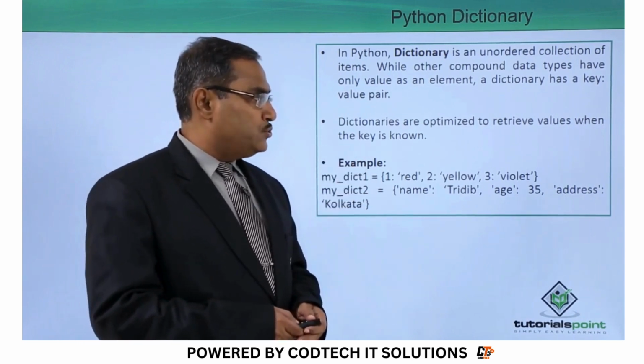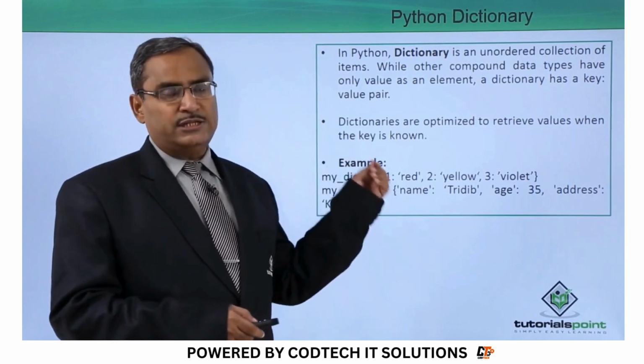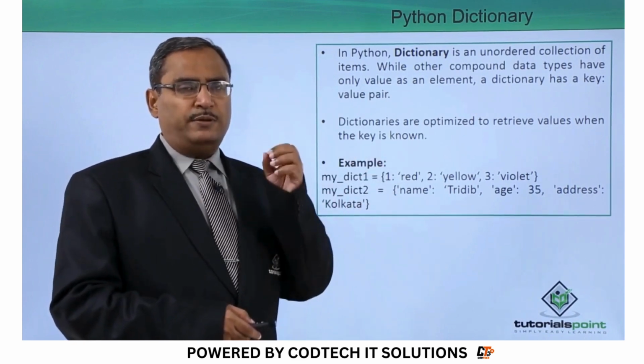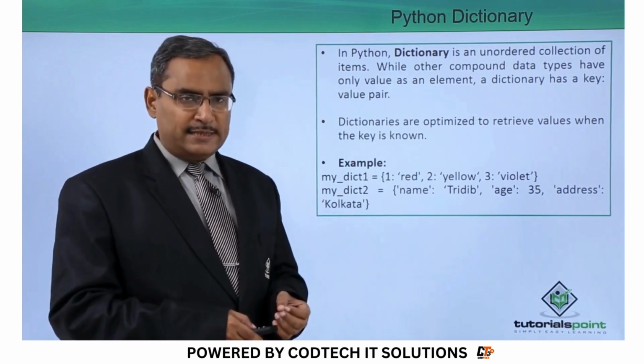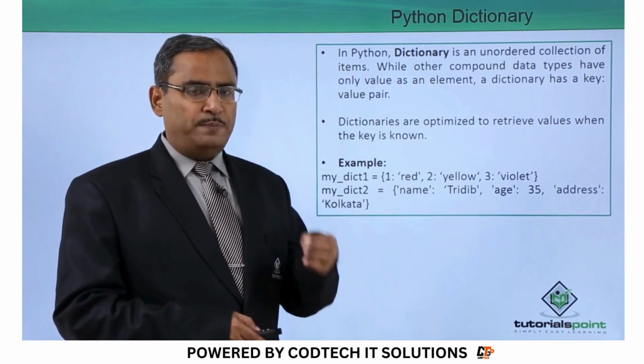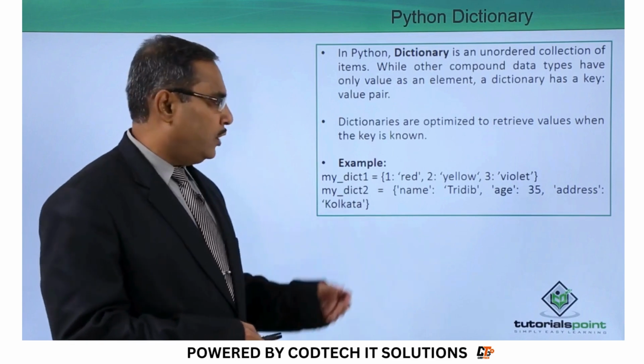Dictionaries are optimized to retrieve values when the key is known. So if we know the key, if we pass the key as argument, we can retrieve the respective value against the key which has been pre-stored in the dictionary object.